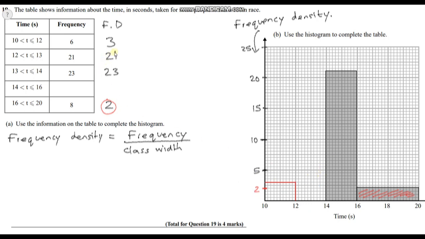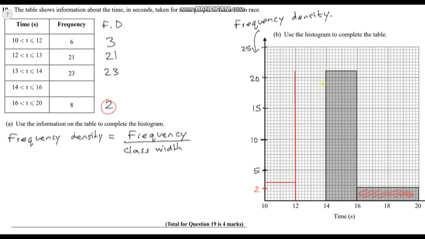Our second category has a frequency density of 21. So we're going to go all the way up, and actually it's exactly the same as this one here. I'm just going to get rid of that and do it again. So this is 20 and this is 21. And that's good enough. That's 21.